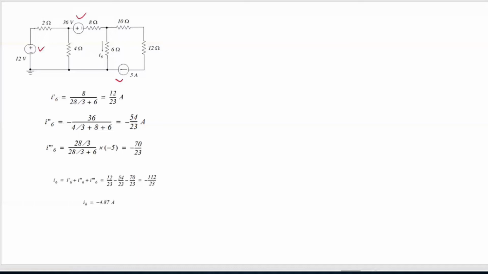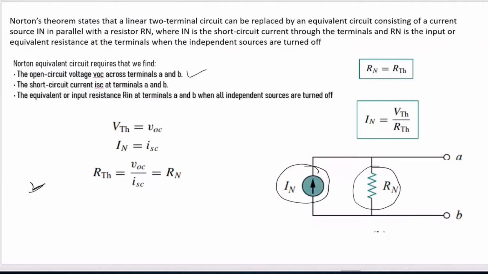Now you short these two terminals A and B, and some current will be flowing. That current is called ISC. So that ISC, the short circuit current, is nothing but your IN. Now across the two terminals, suppose this is A and this is B terminal, if you calculate the voltage across these two terminals, that voltage we call VOC, which is equal to VTH.